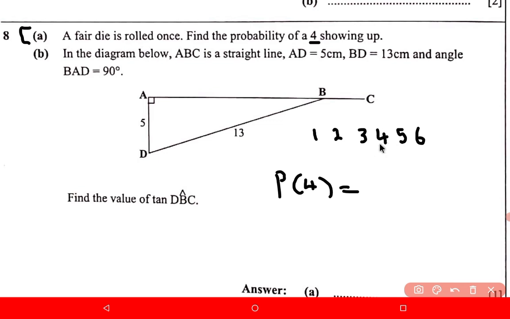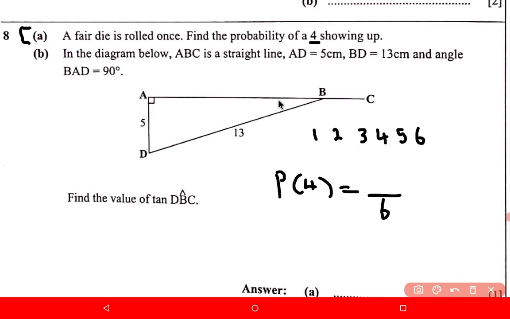For you to get a 4 here, these outcomes all have equal chances of showing up. Once you roll it, they all have an equal chance of showing up. Meaning once you roll it, it can land on 1, 2, 3, 4, 5, or 6. Since there are 6, the total here happens to be 6. Each has an equal chance.